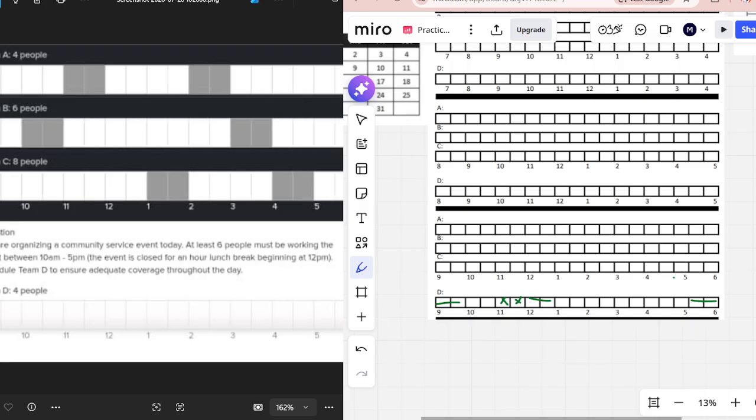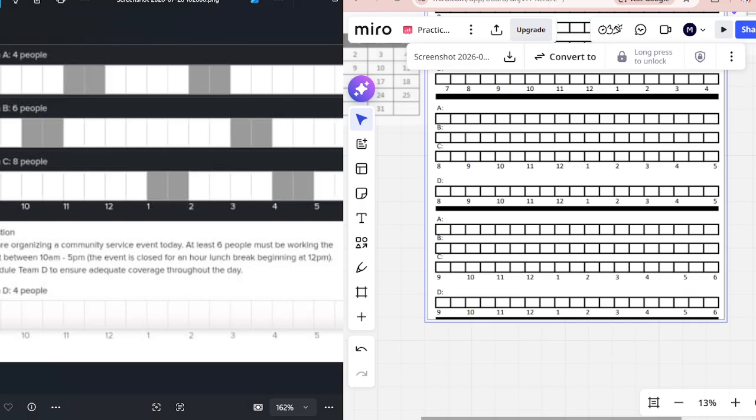So we can add to that 2 to 3. And 3 to 4, we have 6 people working, condition met. 4 to 5, we have 8 people working, condition met. So team D will be scheduled 11 to 12 and 2 to 3. Question solved. Let's go to the final question for this round.